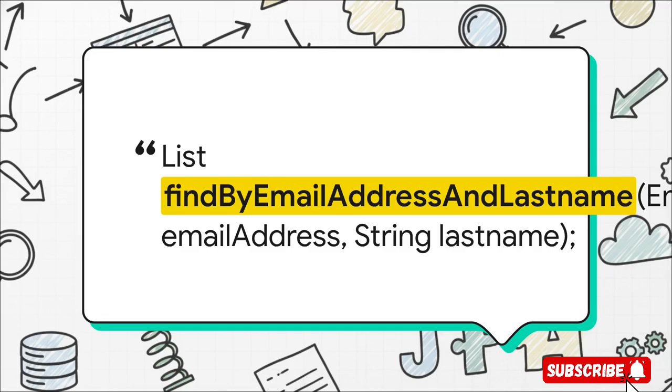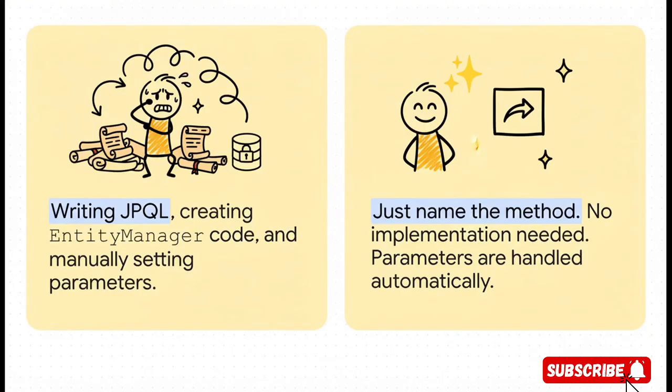That's the entire implementation. You just declare a method called findByEmailAddressAndLastName in your interface. At runtime, Spring magically provides a class that knows exactly how to turn that name into a select statement with a where clause that checks for both the email and the last name. It's incredible.